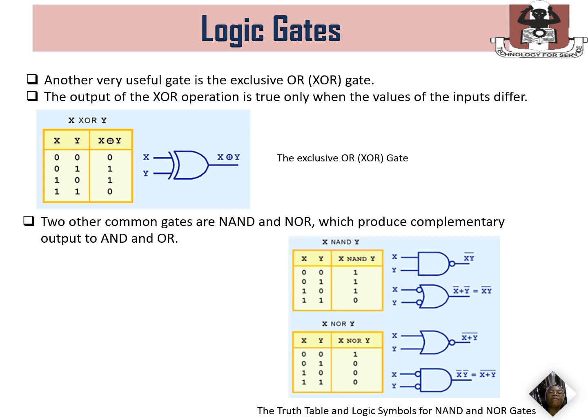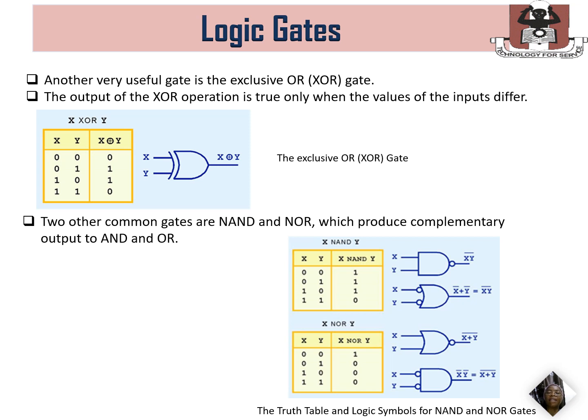Then another very useful gate is the exclusive OR. In the exclusive OR, the output of the operation is always true when there is a difference in the input. So anytime there is a difference in the input, it gives you a high. But when the inputs are the same, you always get a 0. That is an exclusive OR gate.